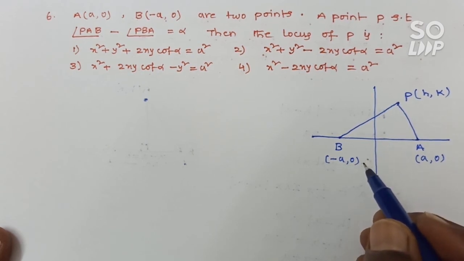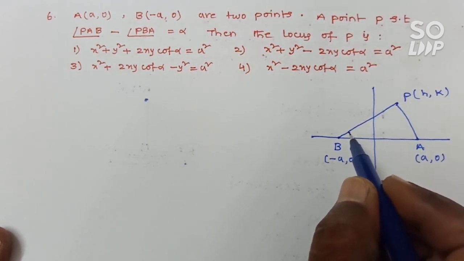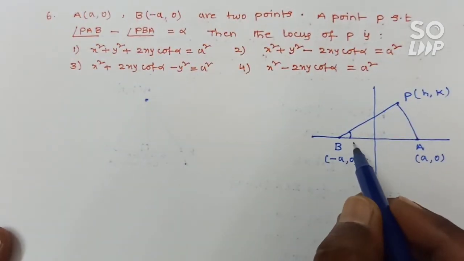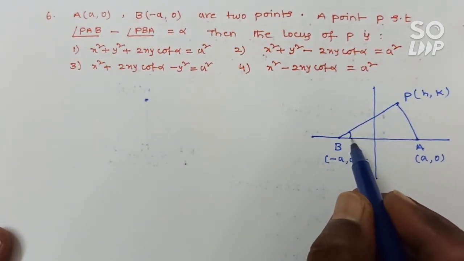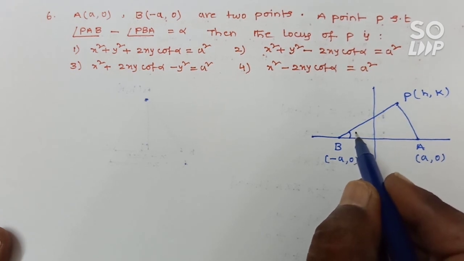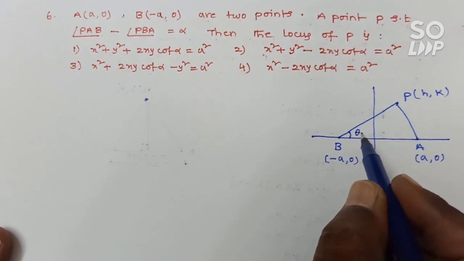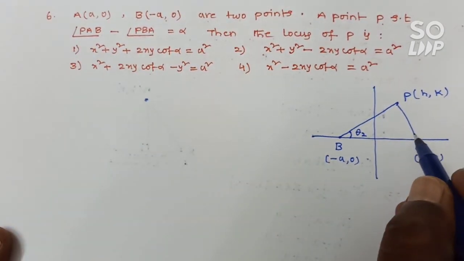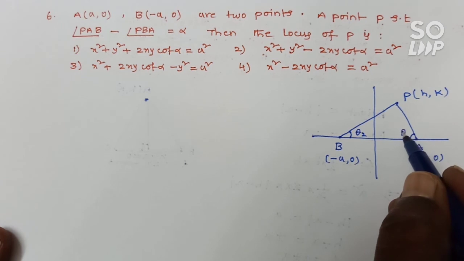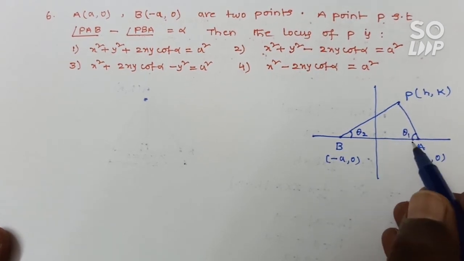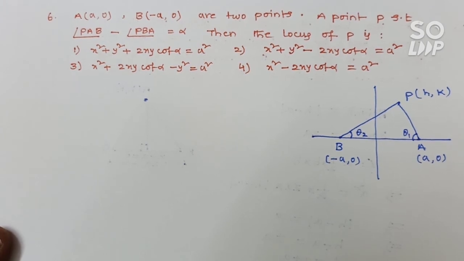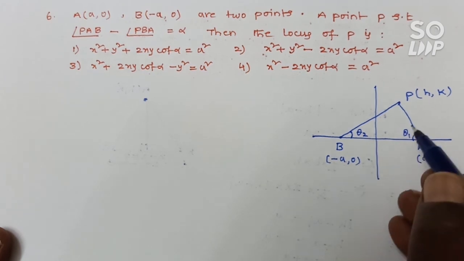Next you see this. Let us take this angle. Angle PBA, that is the angle at vertex B, let it be theta 2. And angle PAB, let it be theta 1. So here theta 1 minus theta 2 equals alpha, which is given.